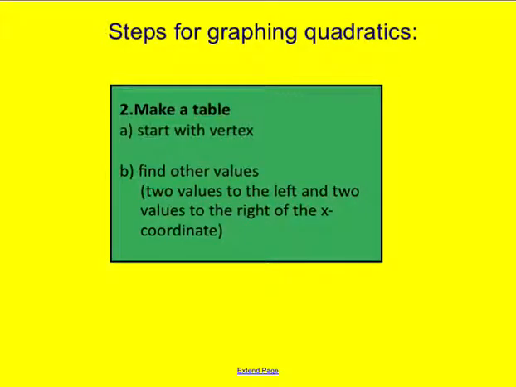Our next step for graphing quadratics would be to make a table. So you're going to start with the vertex. You're going to put the vertex in the middle of the chart or your table. Then you're going to find the other values. I usually go up 2 and I go down 2. So this might not make very much sense right now. It'll make more sense once we start actually graphing it, okay?